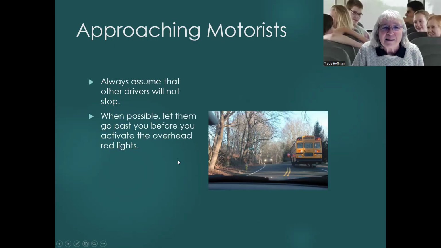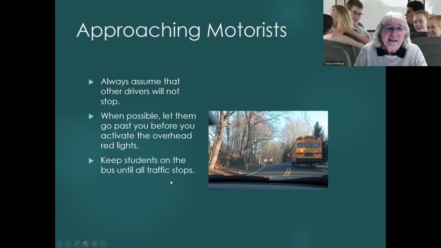When possible, let them go past you before you activate the overhead red lights. So if this car is coming towards you and I have my amber lights flashing back and forth, and I'm going to drop kids off, I wouldn't stop and open the door until this car went by. That just makes it to where they're not trying to get past you at the last minute. They're not going to claim they didn't see you and go past you anyway. Just makes the whole situation a lot safer if the car is not there.